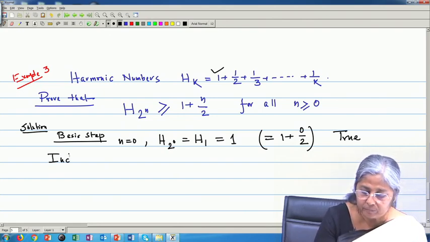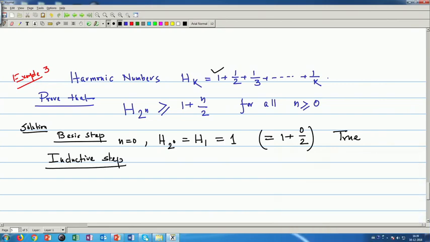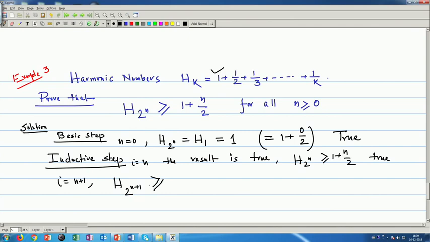For the inductive step, we assume that for i equal to n the result is true. That means H of 2 to the power n is greater than or equal to 1 plus n by 2, that is true. So, we have to show for i equal to n plus 1, that H of 2 to the power n plus 1 is greater than or equal to 1 plus n plus 1 by 2, that we have to show.